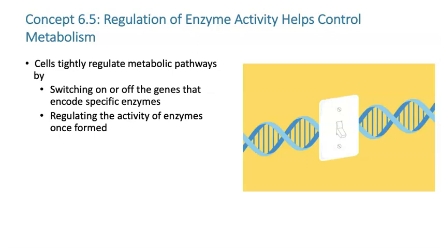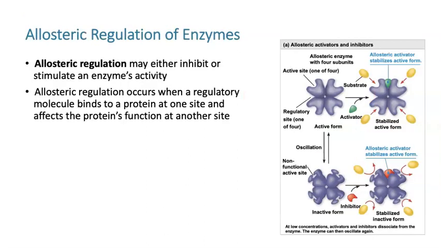Interestingly, cells do highly regulate their metabolic pathways. There's a couple of ways that this happens. First of all, it can happen by switching genes on or off that encode for specific enzymes. We're going to talk about this later in the semester. So for now, just think about a switch turning off a particular portion of the DNA. But one thing that we're going to talk about now is how enzymes are regulated once they're formed. And let's take a look at what that looks like.